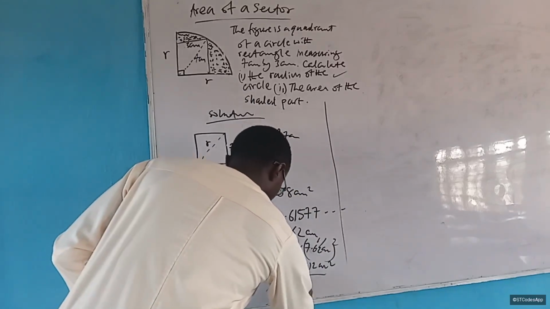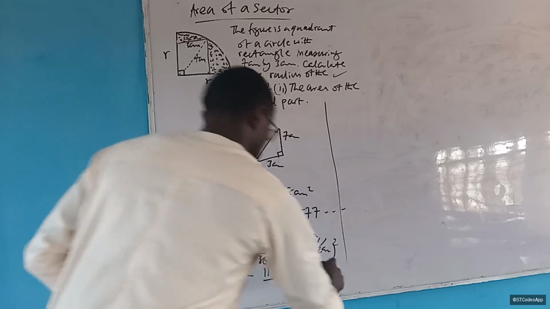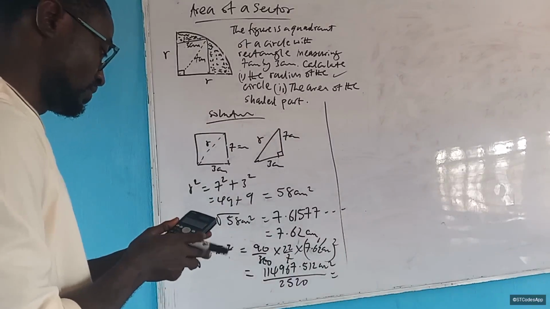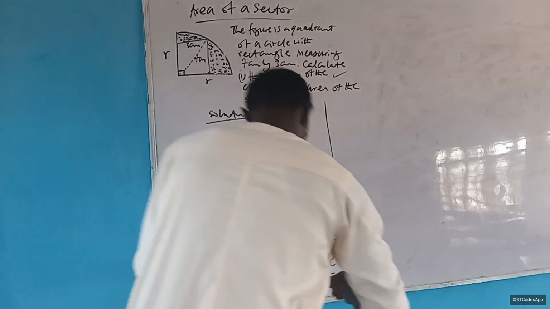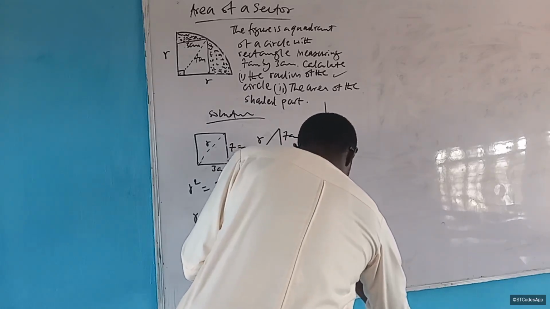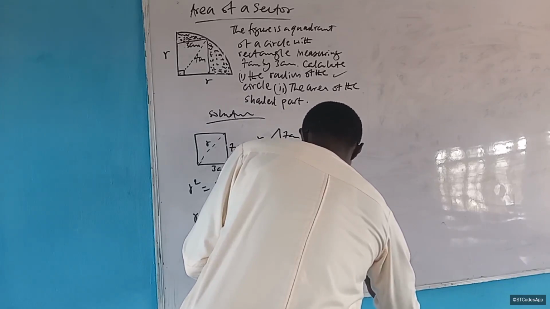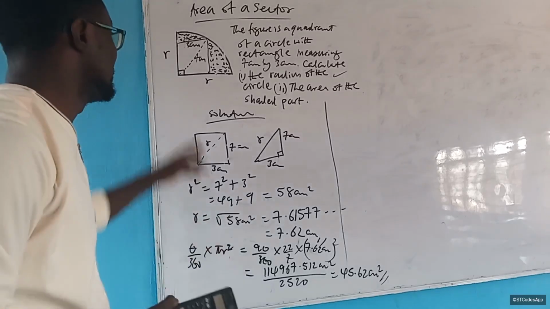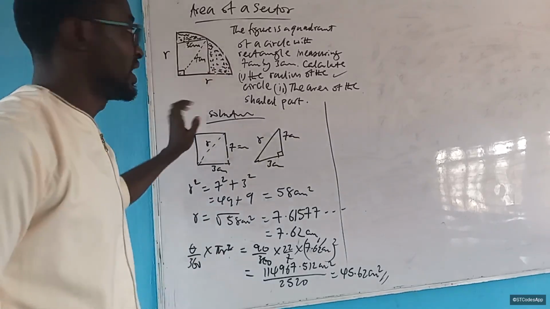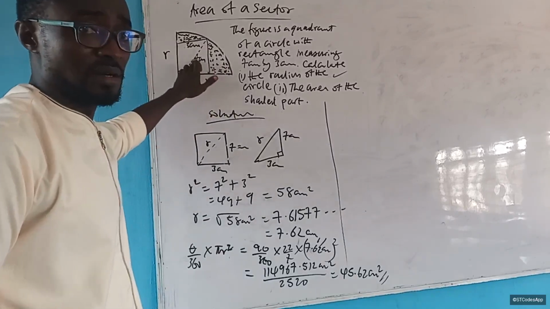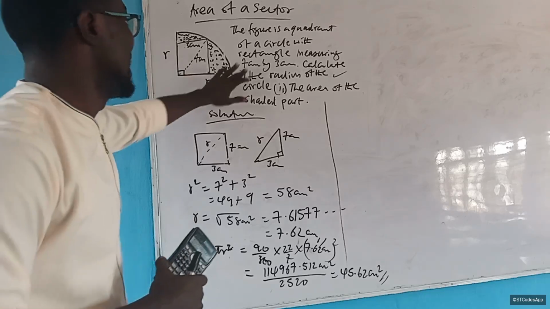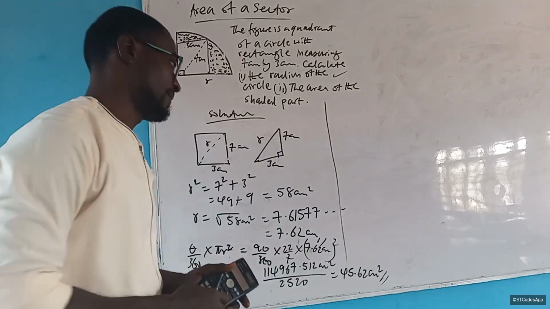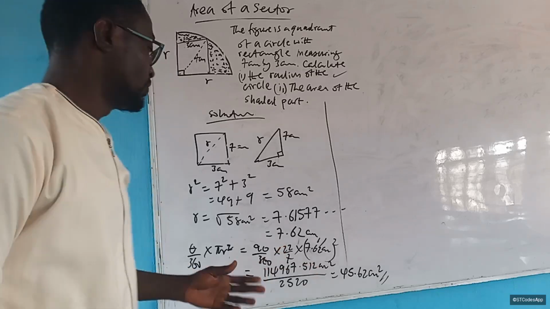That gives us 2,520. So if you divide this by 2520, that gives us 45.62 centimeters squared. So that is the area of the whole of this sector, including this rectangle that we can see inside. So everything in total, the area is 45.62 centimeters squared.